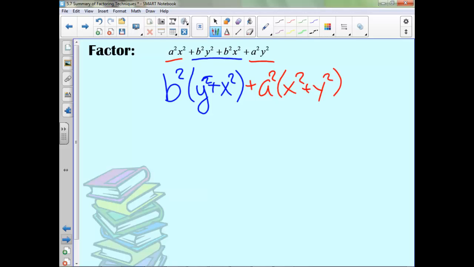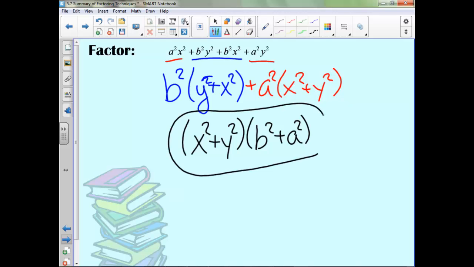And now notice they both have an x squared plus y squared. So we can factor that out from both, and we're left with b squared plus a squared. Notice they are addition, not subtraction, so it's not a difference of squares, so we can't factor it anymore.